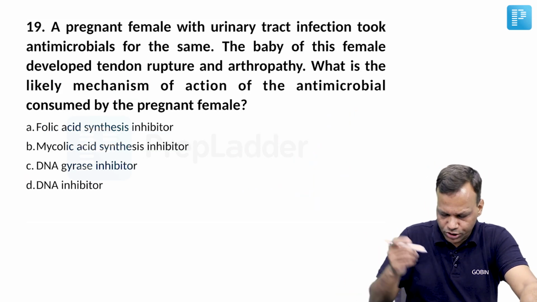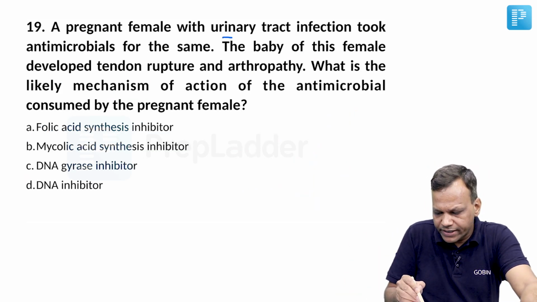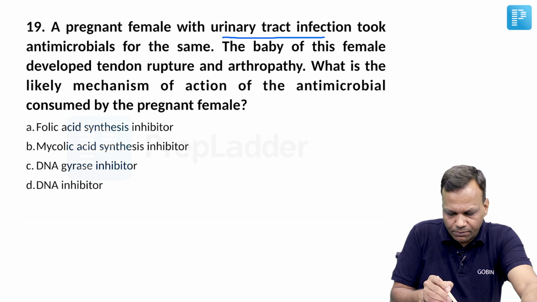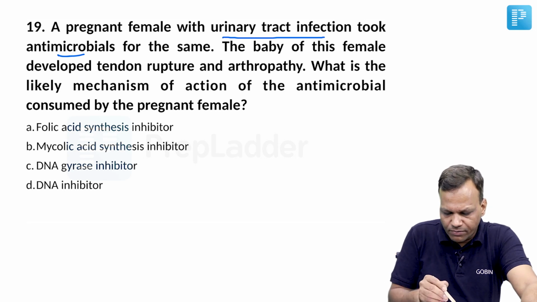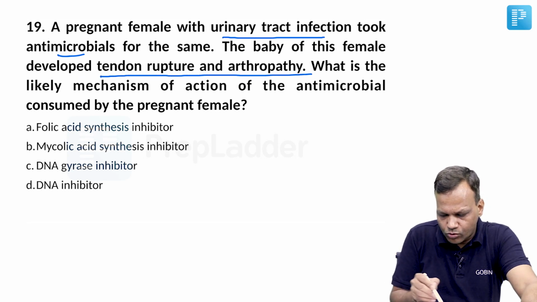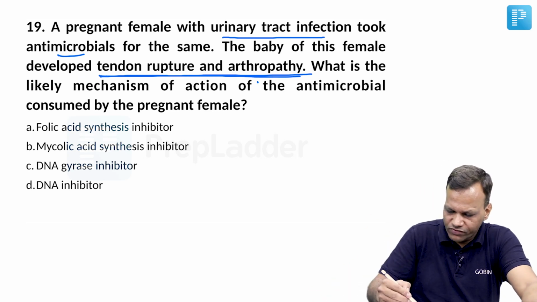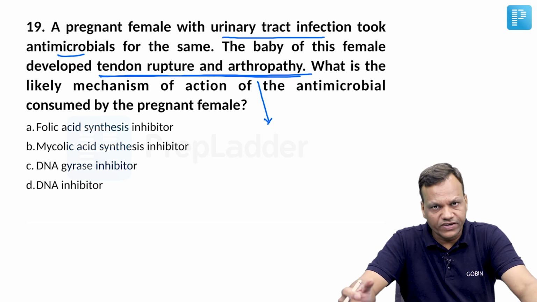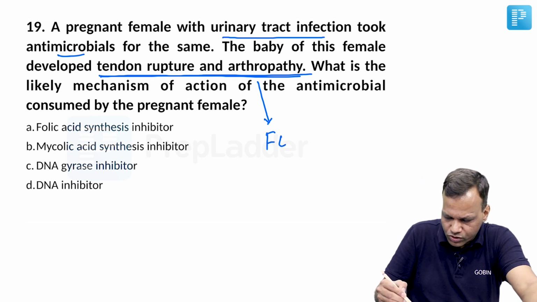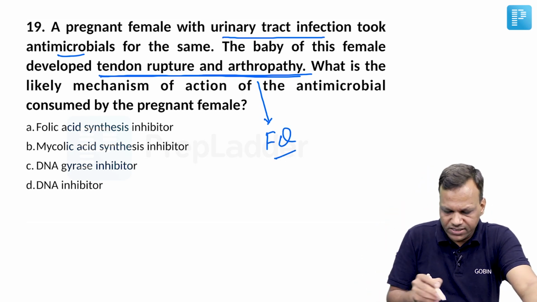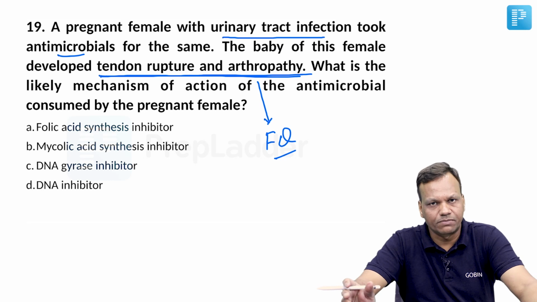Okay. Moving to next question. A pregnant female with urinary tract infection took antimicrobial. The baby of this female developed tendon rupture and arthropathy. You must be sure now which drug, if given in pregnancy, can cause tendon damage and cartilage damage. Yes, it is fluoroquinolones. What is the likely mechanism of action of this antimicrobial drug?